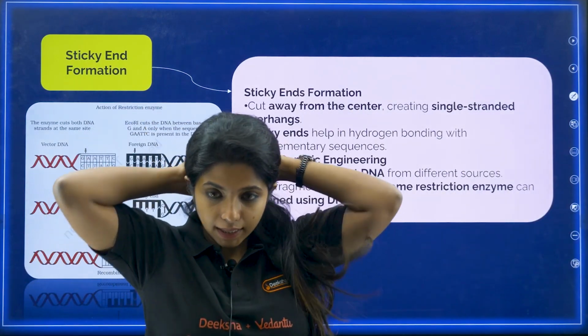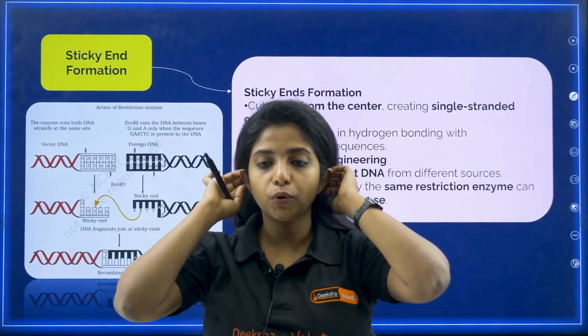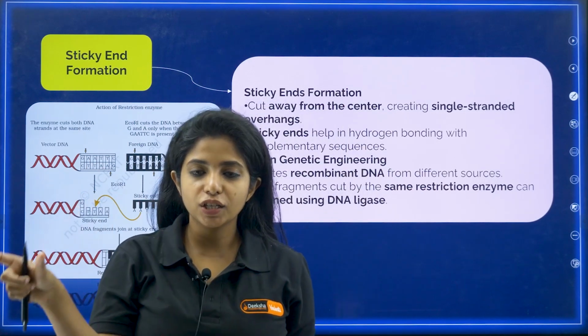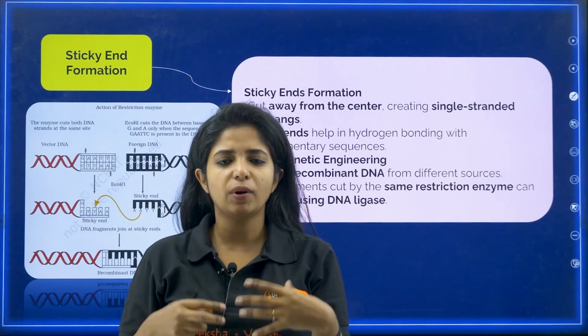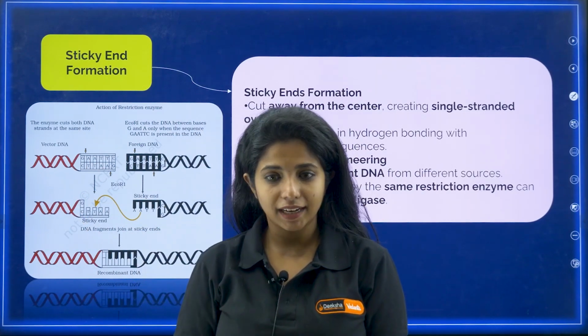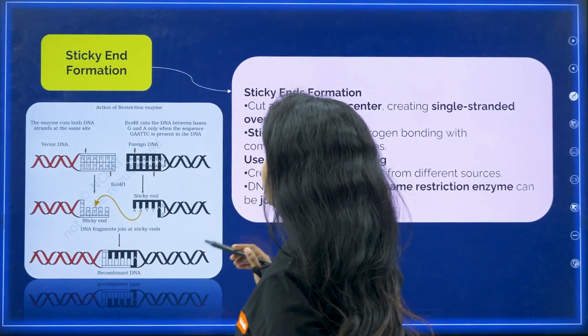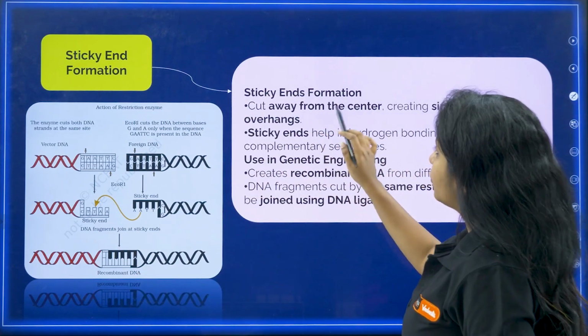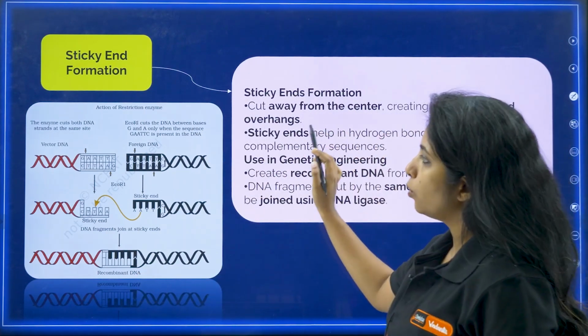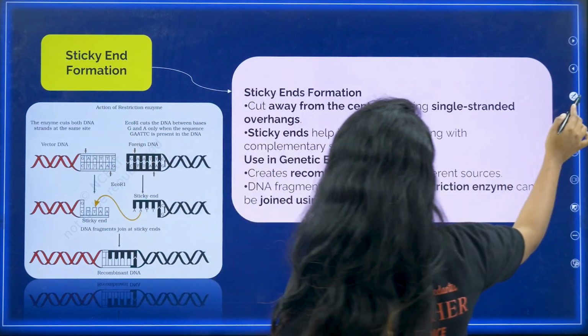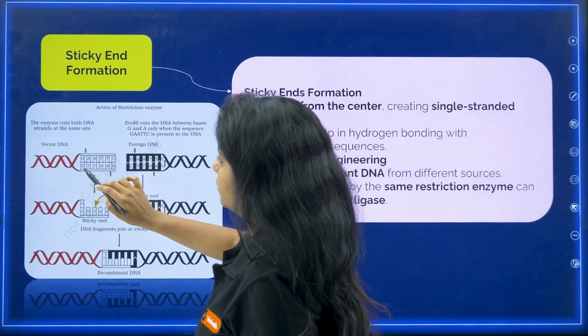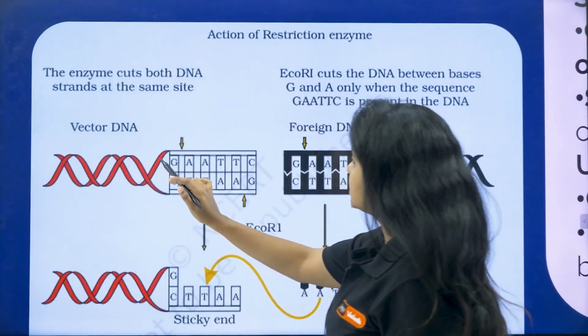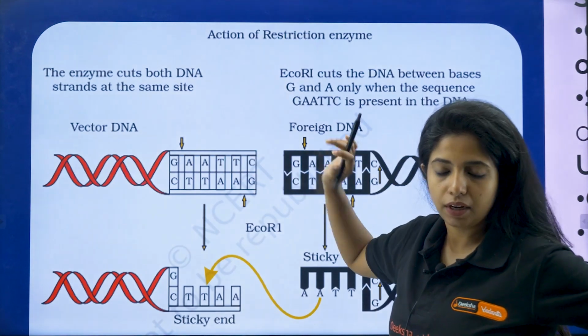So, how do these restriction enzymes cut? I told you there is a foreign gene and there is a vector gene. How is it cut, how is it joined, and how does it all work? Exactly. So, let's see that. Over here, sticky end formation. It cuts away from the center, creating a single stranded overhang. Suppose this is the strand that we are having. This is the vector DNA, the plasmid DNA, suppose.